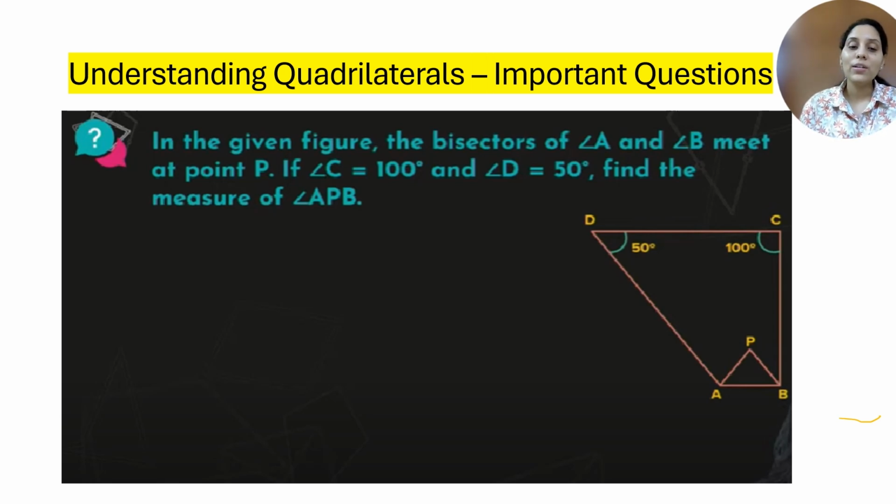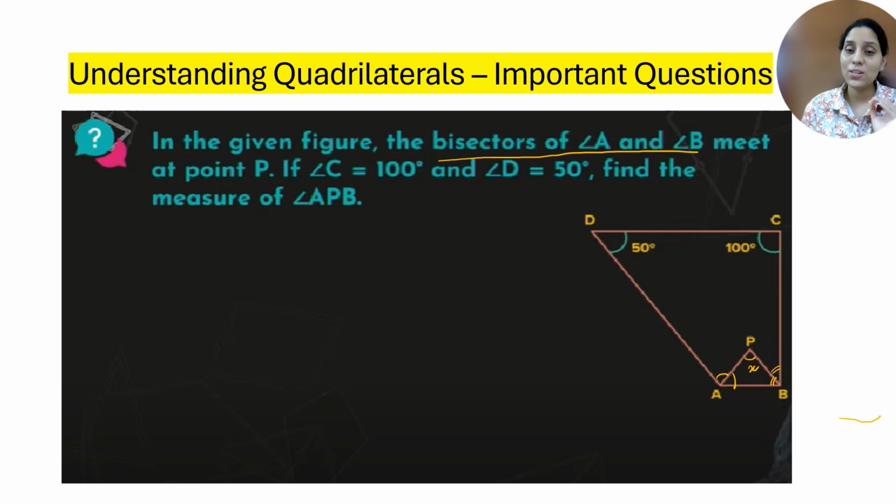In the given figure, the bisectors of angle A and angle B meet at a point P. So here the bisectors of angle A and angle B, which means that this angle and this angle are equal. Similarly, this angle is equal to this angle. Bisectors means it is dividing those particular angles into two equal halves. If angle C is 100, angle D is 50, find APB. So let us find this. Let us take it as X.